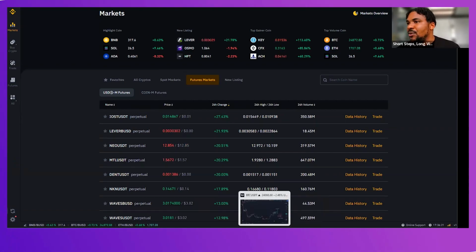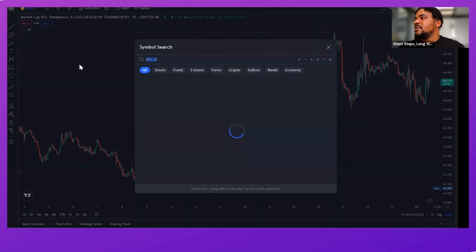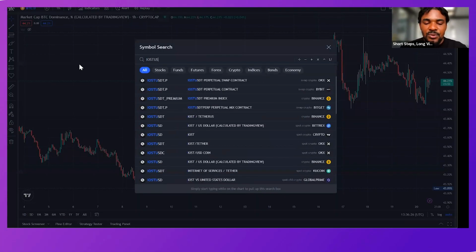So let's look through IOST. We're going to create a chart for that. So let's go IOST, USDT.